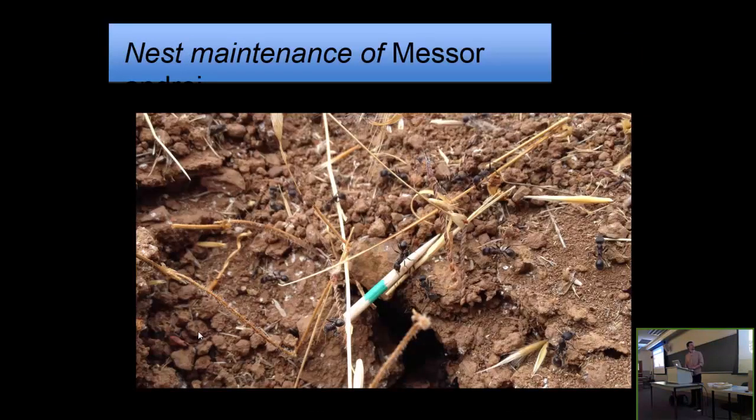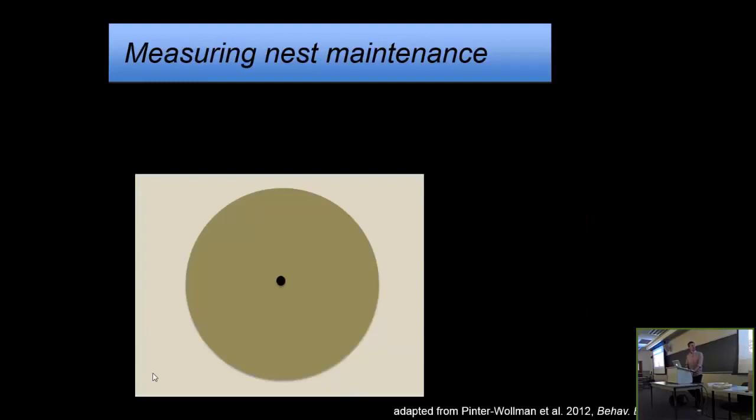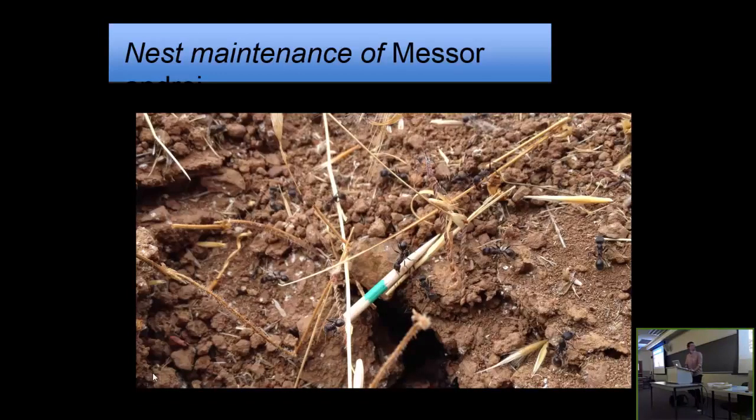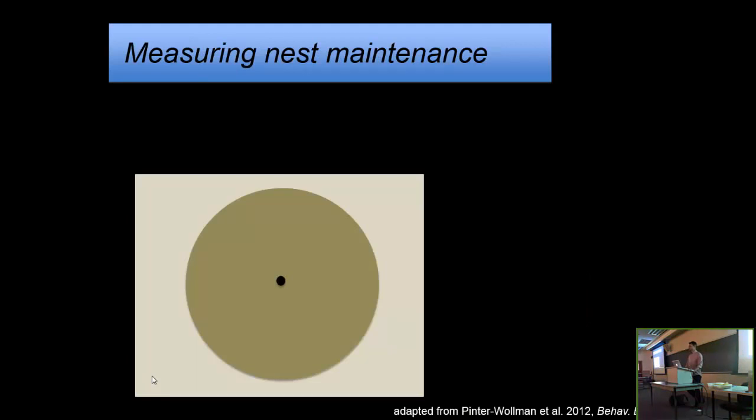All right, so the species that I'll be showing some data on here are Messor andrei, and these are seed-eating ants, and you see them right now struggling with a toothpick, the nest maintenance workers are doing. And that's a quick look at the assay to measure nest maintenance.